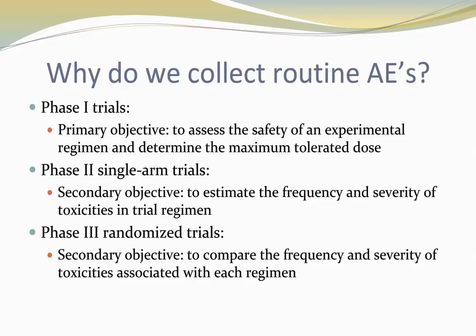In our Phase 2 single-arm trials, a secondary objective may be to estimate the frequency and severity of toxicities in the trial regimen. In Phase 3 randomized trials, a secondary objective would be to compare the frequency and severity of toxicities associated with each regimen.